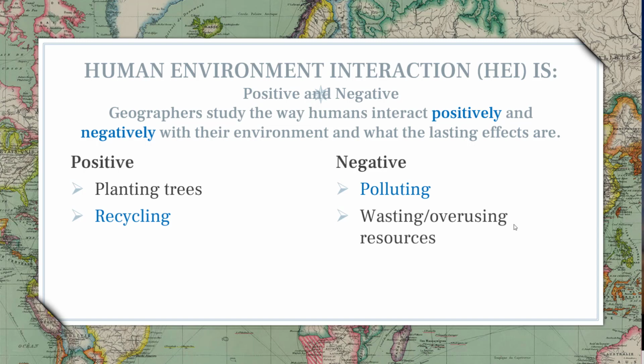Some negative things would be polluting or wasting or overusing resources. So wasting or overusing, let's think about trees. That's a really easy one. If you go into a forest area and you cut down a whole bunch of trees so that you can build a town or a house or a farm, and you don't do anything with that wood, you just get rid of it. You don't care about it. You don't use it to make anything else, not to build anything, not to create furniture, it's not sent to be made into paper, none of those things. If you just cut it down and leave it, then you're wasting it.